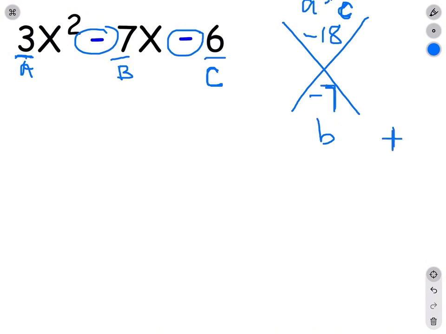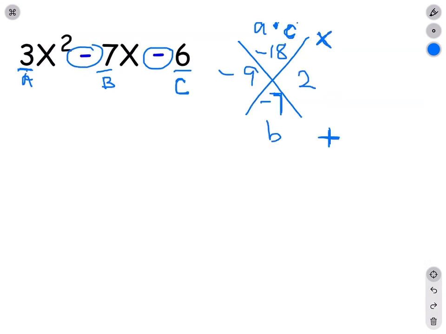So two numbers that add up to negative 7 and multiply to get negative 18. Think for a little bit. Pause the video and think. So after you pause, you should have gotten negative 9 and 2. Negative 9 times 2 is negative 18. And negative 9 plus 2 is negative 7.